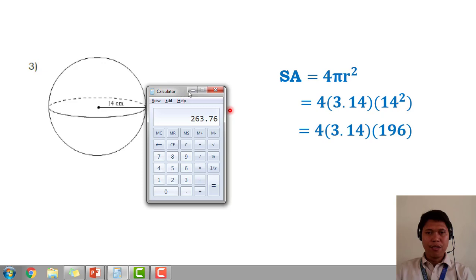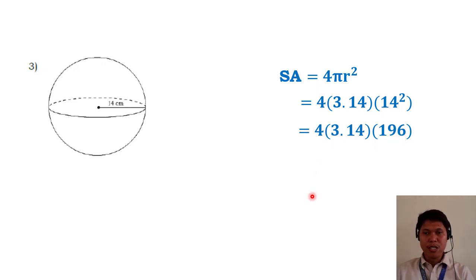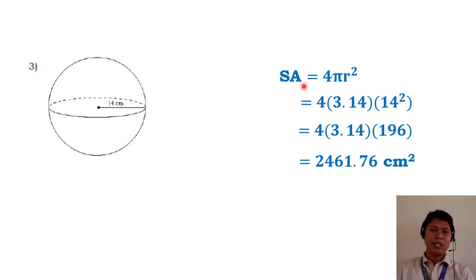Let's try to check if the computation is correct. So we have 14 times 14 is equal to 196. That's correct. 4 times 3.14 equals 12.56, times 196 equals 2461.76. Okay, this is correct. Then, therefore, the surface area of this sphere is 2461.76 square centimeters.